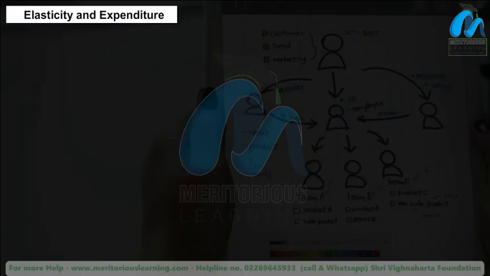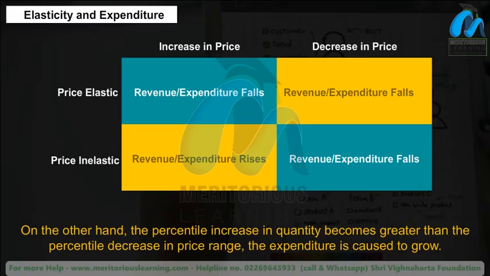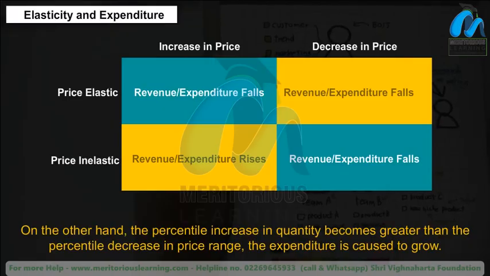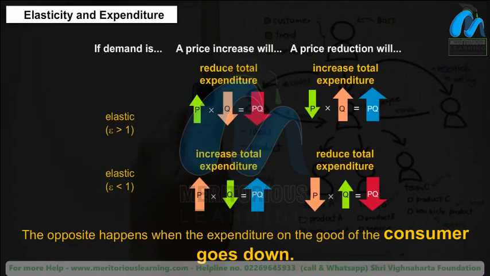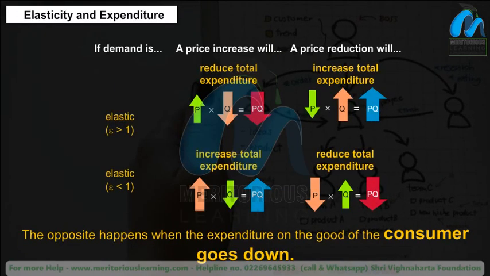On the other hand, when the percentage increase in quantity becomes greater than the percentage decrease in price, the expenditure is caused to grow. The opposite happens when the expenditure of the consumer on the good goes down.